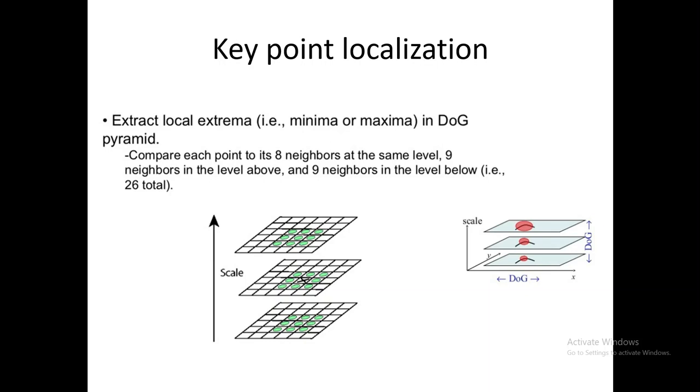Now, a specific way of using this scale space was suggested by David Lowe in the SIFT paper, the scale invariant feature transform. We will discuss it in more detail in our subsequent lectures. At that point, there was a specific suggestion to do this using the difference of Gaussian pyramid. What that means is we do it at different scales and over the space and find the maximum value in all of those.